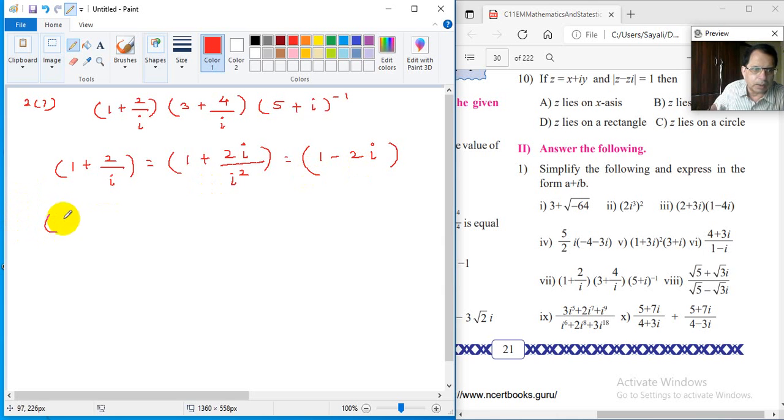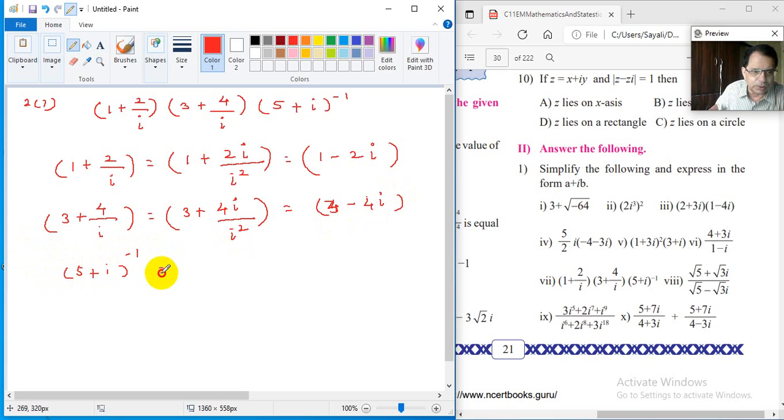Done. Now about the next term, 3 plus 4 divided by i. It is 3 plus 4i upon i squared. i squared is minus 1, so it is 3 minus 4i. Right? And now the last term, 5 plus i raised to minus 1. This can be written as 1 upon 5 plus i. And you know how to do this. Multiply and divide by the conjugate of the denominator, so 5 minus i upon 5 minus i.